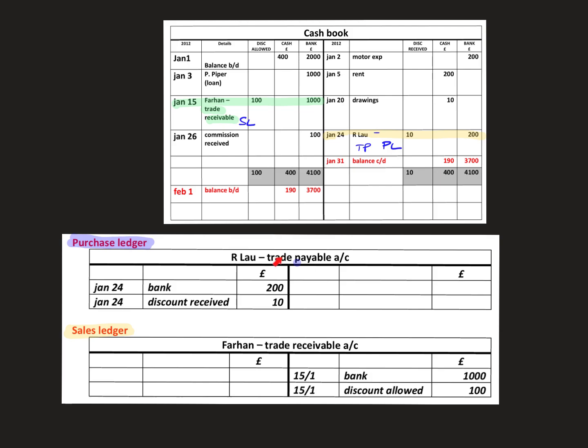So if you look in the customer's account, Farhan, which is here, the entry in the cash book is on the debit side. The customer account, the trade receivable, is an asset. So don't forget that, that's an asset, and your asset is going down. You're reducing the debt. The customer owes the business less money because they are making a payment of £1,000 and the business is granting them £100 as discount. So less is owed by the customer.